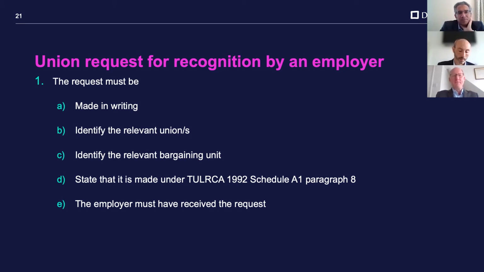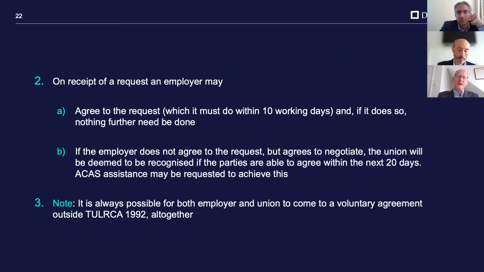A union initially makes a request for recognition by an employer. The request must be made in writing. It must identify the relevant union or unions. There's no reason why a joint request can't be made. It must identify what the union thinks is the relevant bargaining unit to which the collective agreement will apply. It must state that it's made under TULRCA 1992 Schedule A1. And also the employer must be shown to have received the request. There's a remarkable amount of case law on when the employer has or has not received the request. Those are the crucial things if you want to make a request.